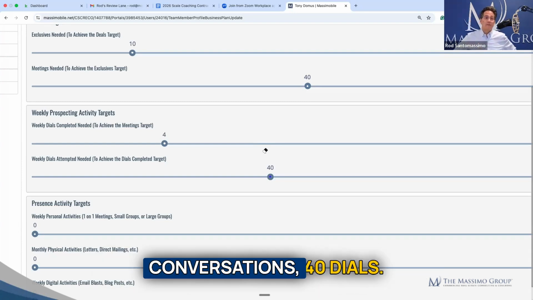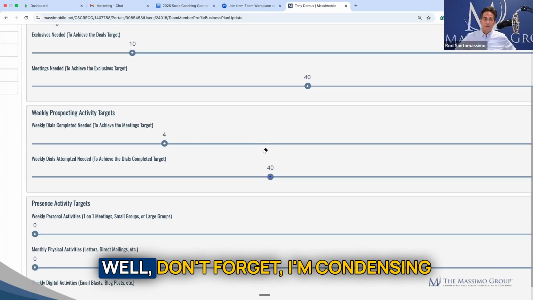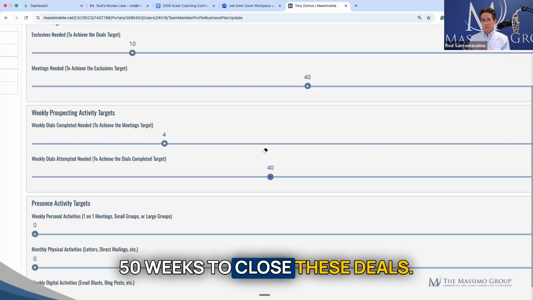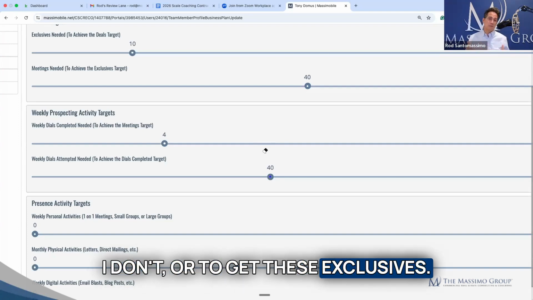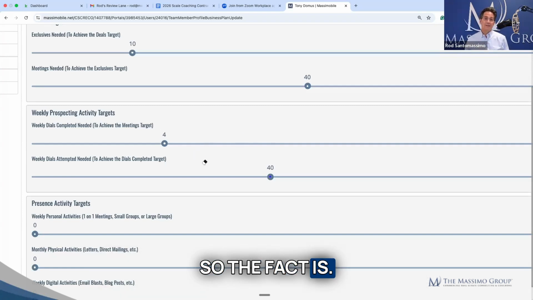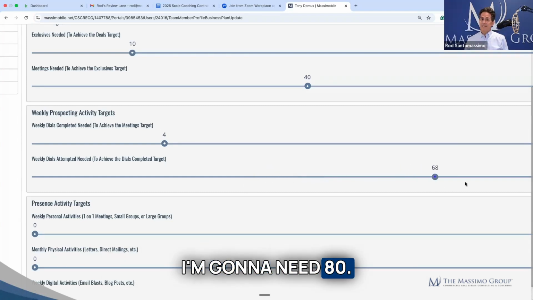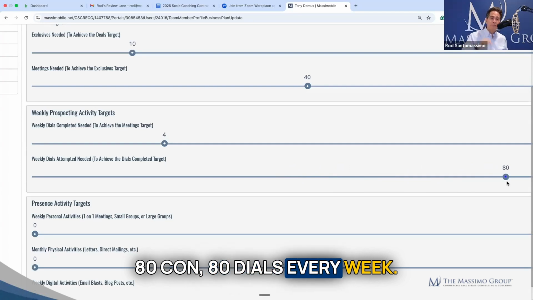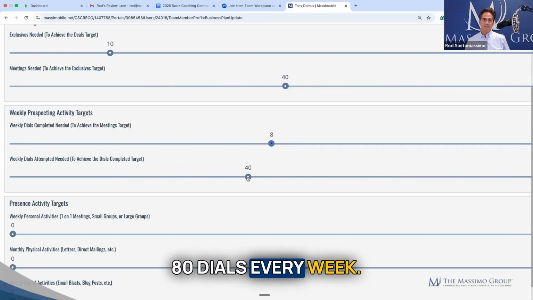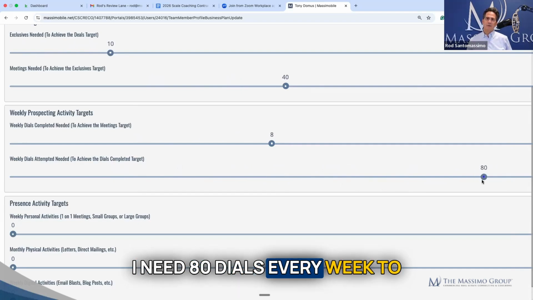So let's say I need 40 dials every single week. Well, don't forget, I'm condensing this, because that assumes I have 50 weeks to get these exclusives. I have 50 weeks to get the 10 exclusives from the 40 meetings, right? But because this is a year calendar, what I really need to tell myself is, I'm going to need 80 dials every week. Let's do the math, so I can get the 8 meetings, right? 80 dials every week, because I'm manually changing it. I need 80 dials every week to get the 8 conversations.